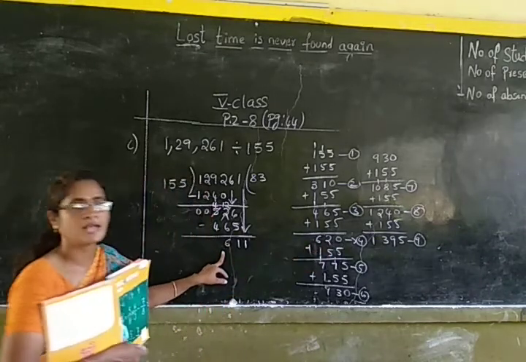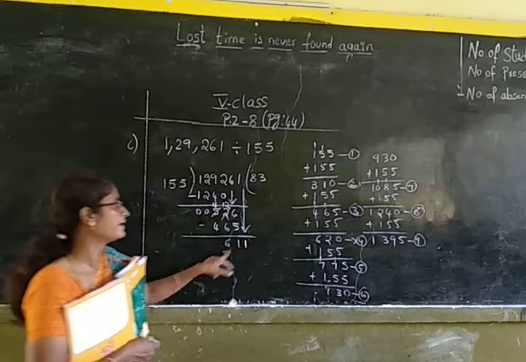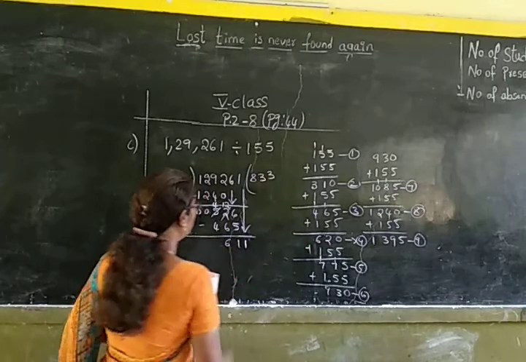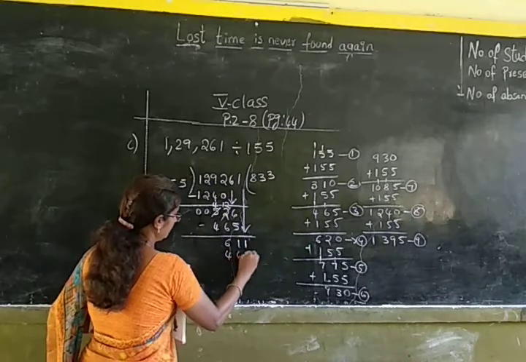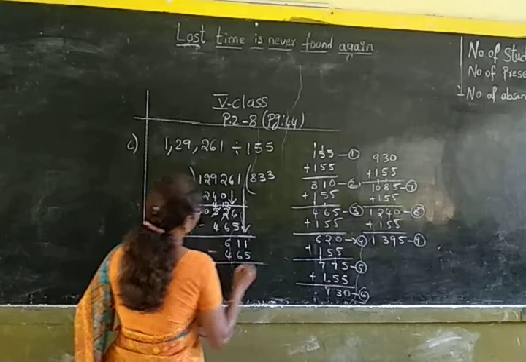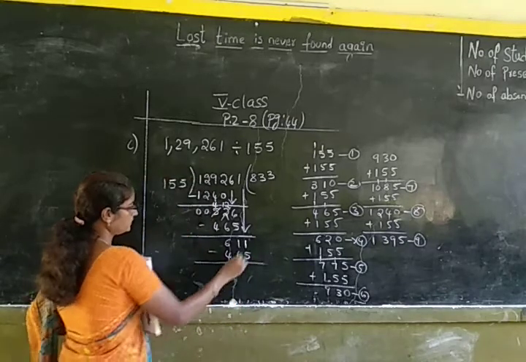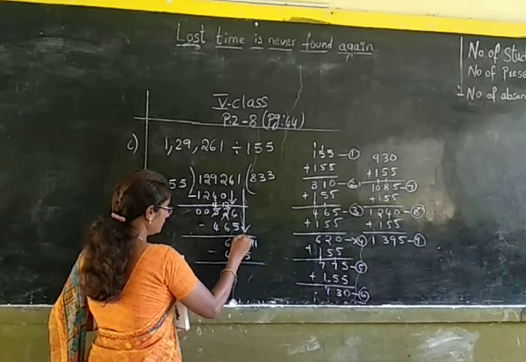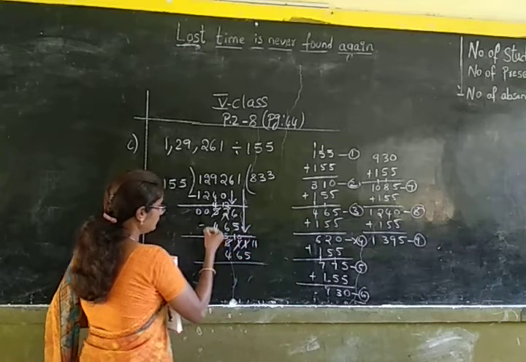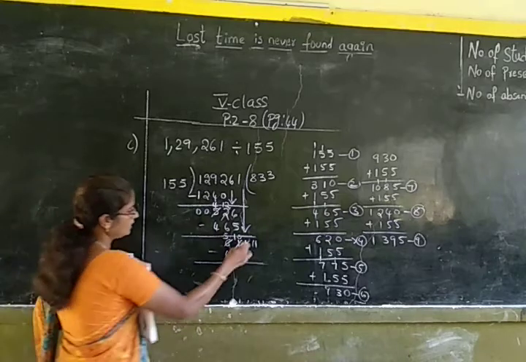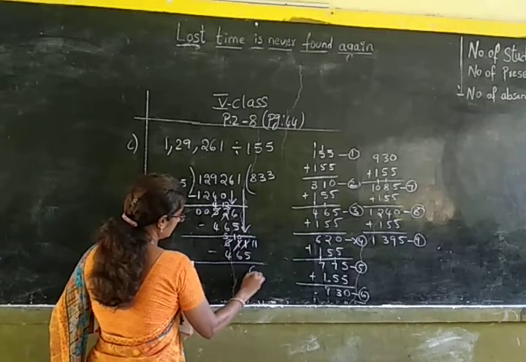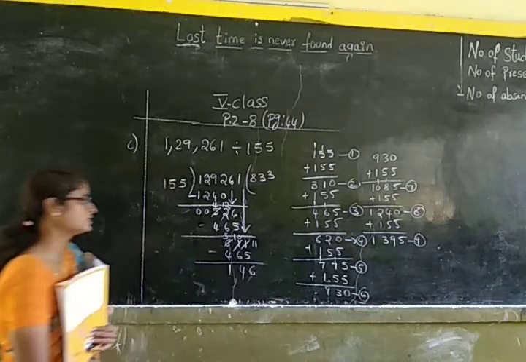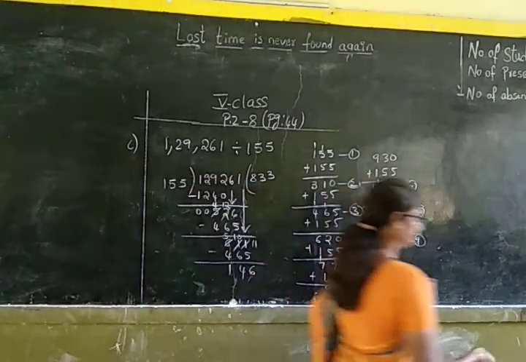620 will be bigger than 611 to subtract. So I have to take 3 times, which is 465. So now I will do the subtraction. 1 will become 11 by borrowing, and this will become 10, and this will become 5. So 11 minus 5 is 6. 10 minus 6 is 4, and 5 minus 4 is 1. Okay, children?